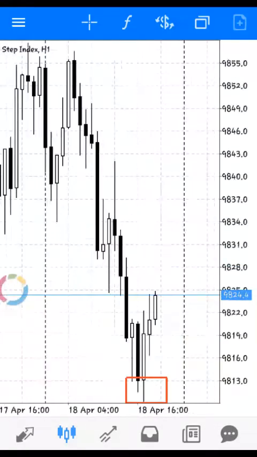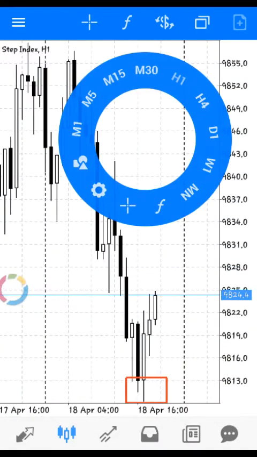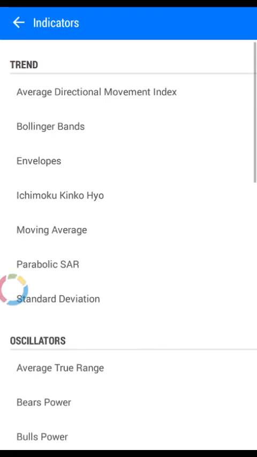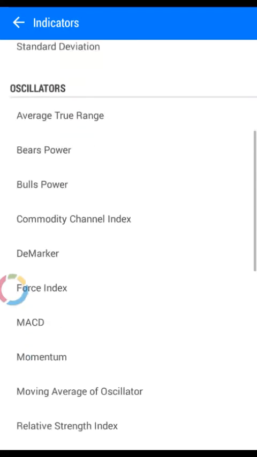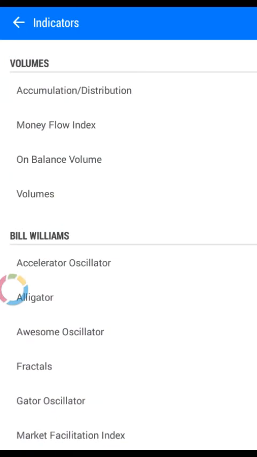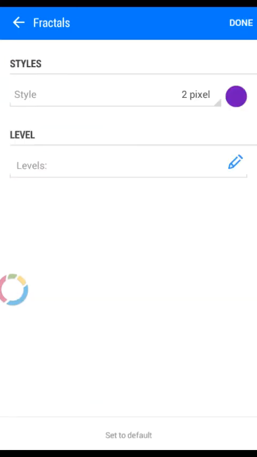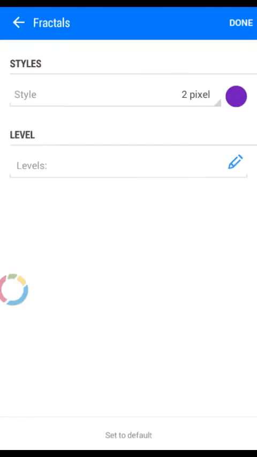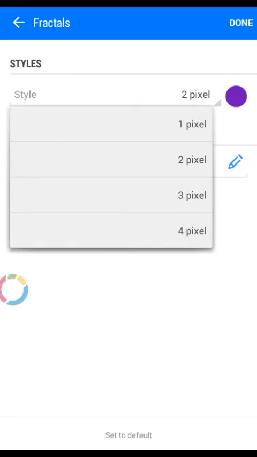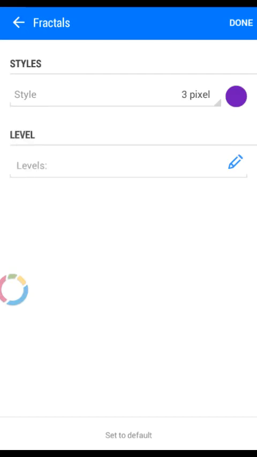Then there's also an indicator that does that for you. That indicator is named fractals. So you could see there, when you scroll down to the bottom under Bill Williams, you see fractals. When you press it, you can choose any color you want, maybe black or whatever. So let's just say we choose purple. You can change the pixel, how thick you want it to be, 2 or 3. So let's just say 3, and you press done.